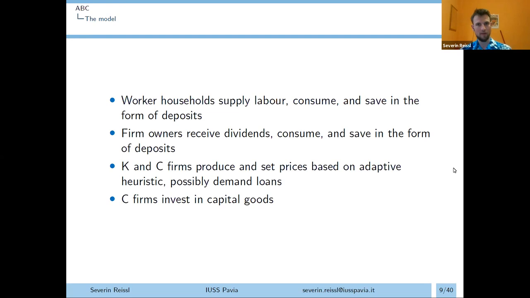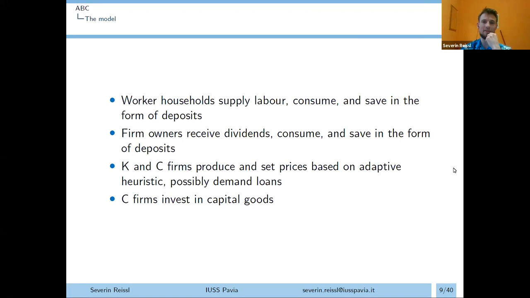So in the CATS model, we have worker households, which inelastically supply one unit of labor to the labor market. They consume and they save in the form of deposits with the banking sector. Then there are also firm owner households, which receive dividends from both the banking sector and the firm sector. They also consume and they save in the form of deposits.